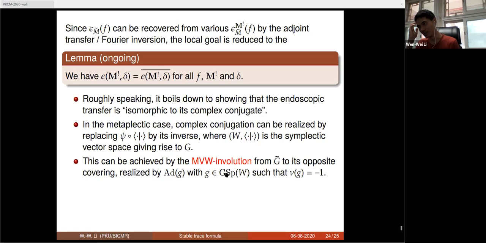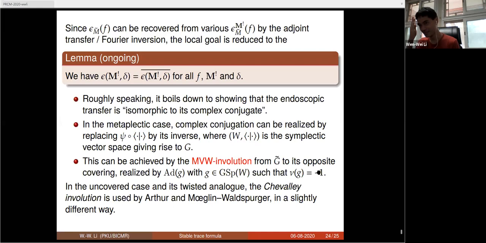Anyway, let's work with the two-fold covering. Then this involution is just realized by conjugation, but it's conjugation by something from GSp. It takes something of a similitude factor equal to minus one. Then it acts on the cover and gives you what you want. All right, so the same trick, of course, is learned from Arthur and Moeglin-Waldspurger. In their case, they use the Chevalley involution, and not on G itself, but on the endoscopic side somehow. But I think the basic idea is the same.